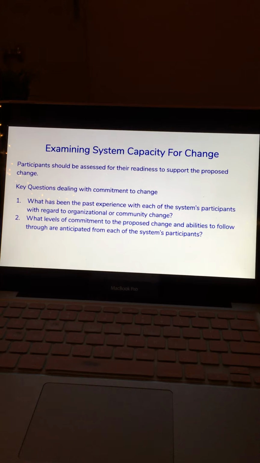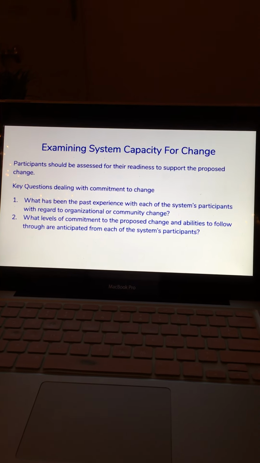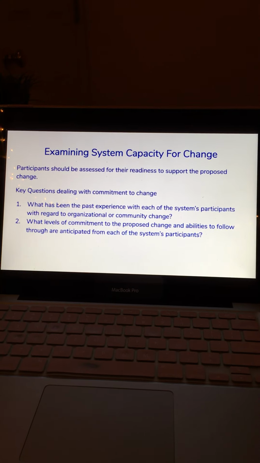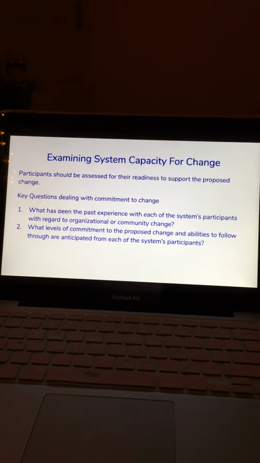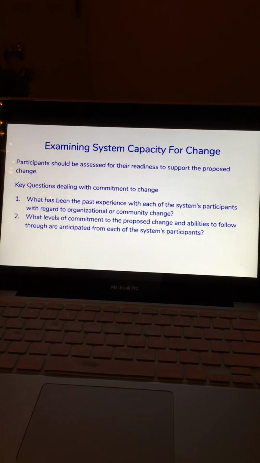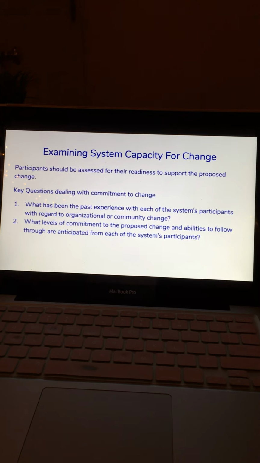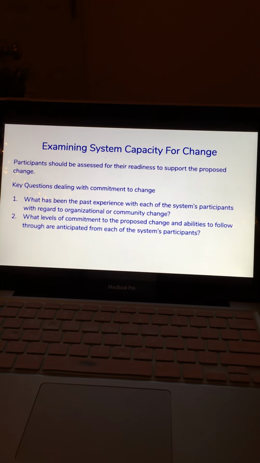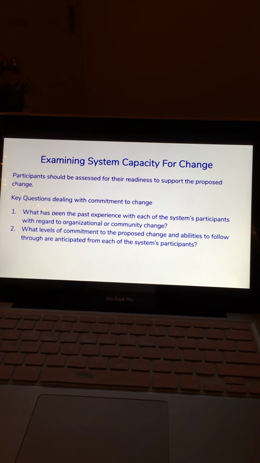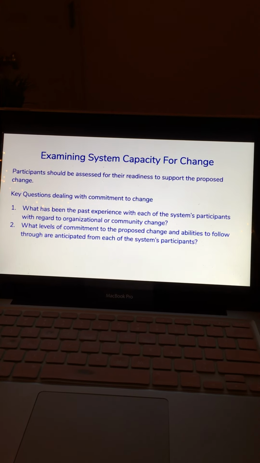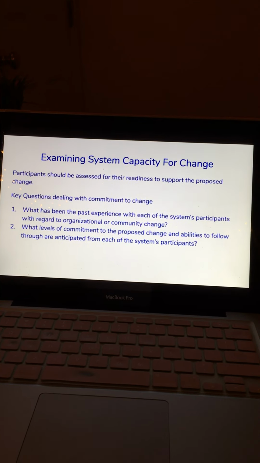So now this is just examining system capacity for change. Participants should be assessed for their readiness to support the proposed change. So, key questions dealing with commitment to change. The 2 questions they raised were, what has the past experience been with each of the system's participants with regard to organizational or community change, and what levels of commitment to the proposed change and abilities to follow through are anticipated from each of the system's participants. So those are the 2 questions that were raised.